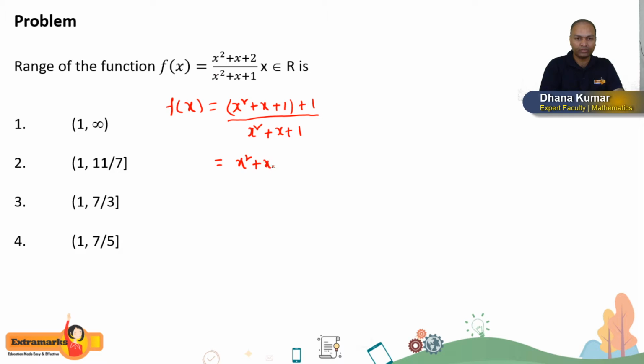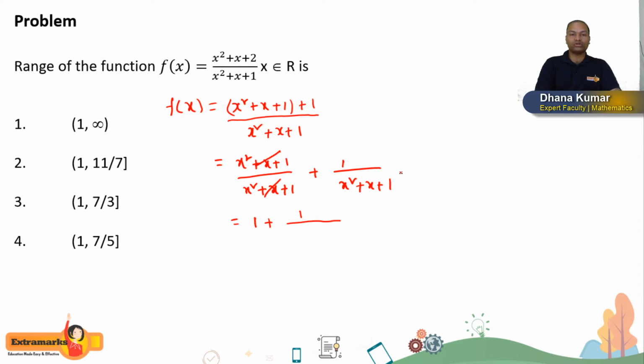x square plus x plus 1 by x square plus x plus 1 plus 1 by x square plus x plus 1. So here this cancels. So that is equal to what? 1 plus 1 by, okay, quadratic expression. So using the completing the square method, I am writing this part.